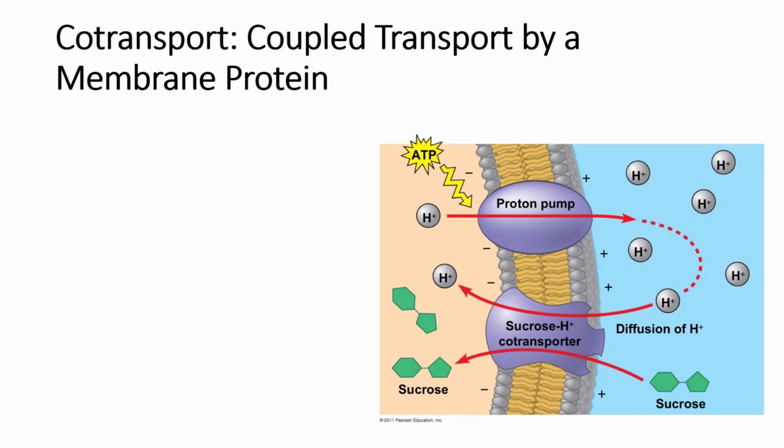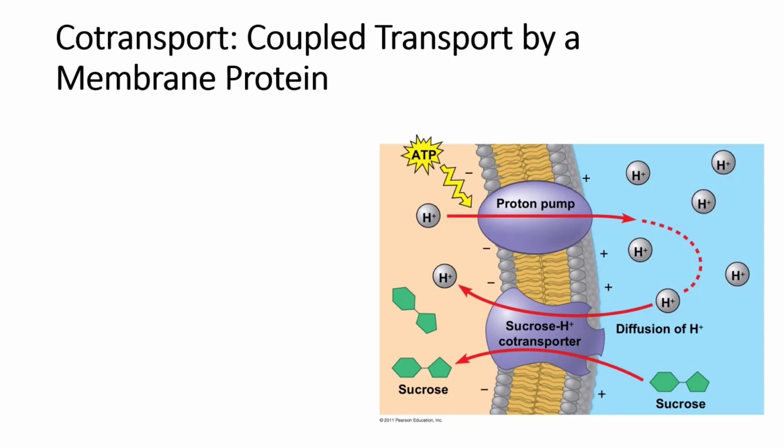Cotransport occurs when active transport of a solute indirectly drives the transport of other solutes. Plants commonly use the gradient of hydrogen ions generated by proton pumps to drive active transport of nutrients into the cell.